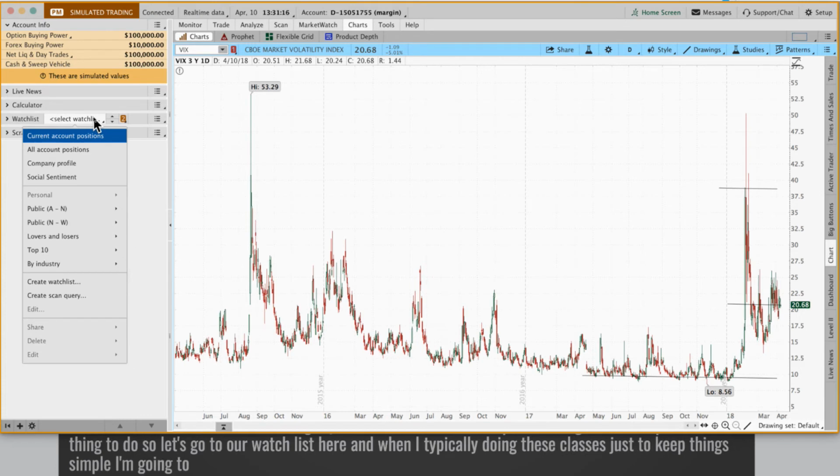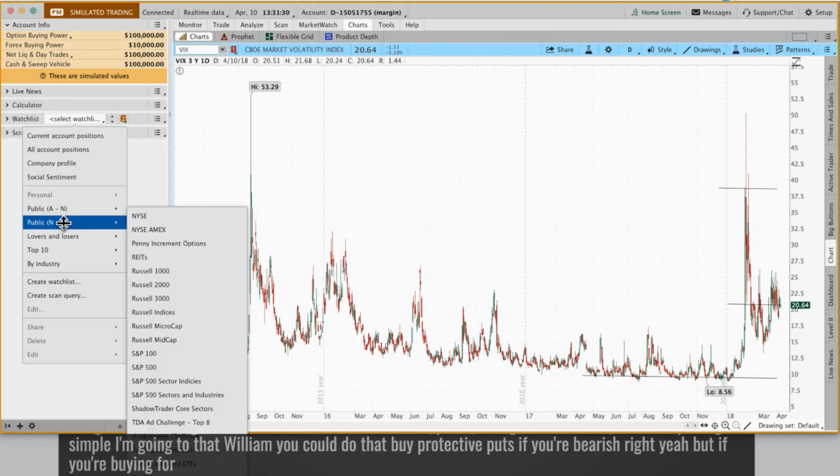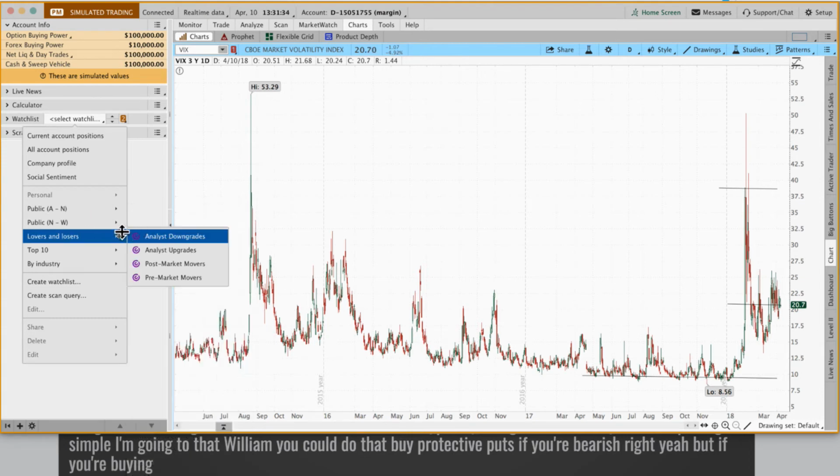I'm going to, now William, you could do that, buy protective puts if you're bearish, right? But if you're bullish on the markets, buying protection conceptually might be reserved for another time, right? Okay, so let's go to our public watch list.